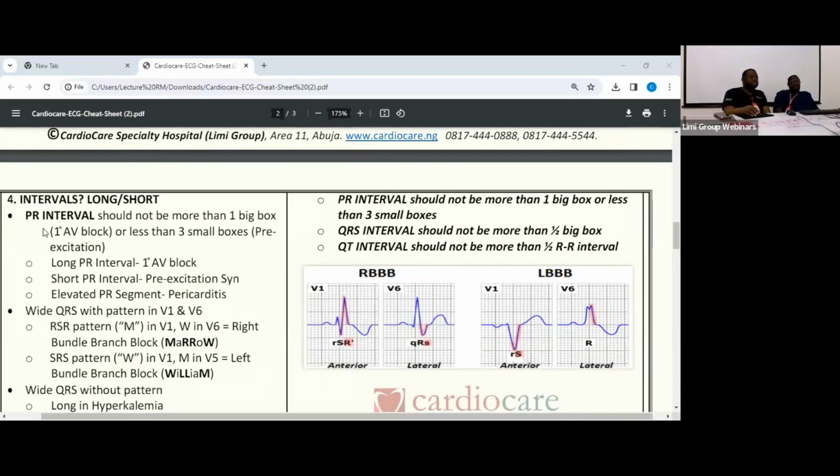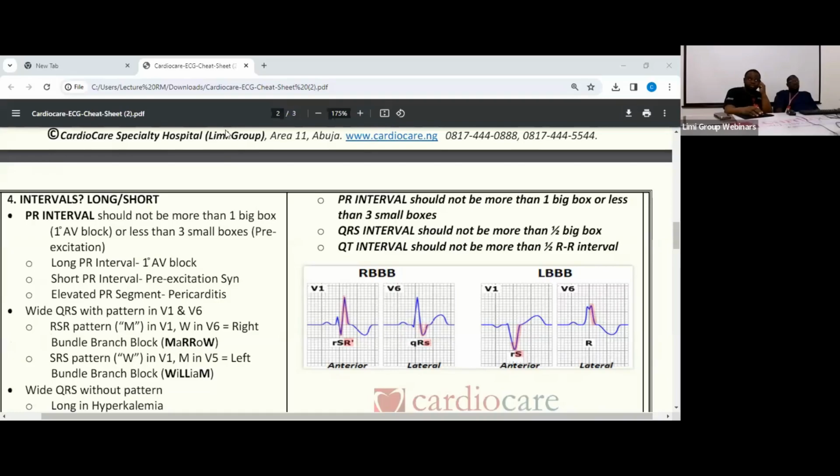So we can now see the PR interval. If you look, let me try and annotate. If you look here, this is the PR interval. Here is the PR interval, from the beginning of the P to the beginning of the QRS complex. Okay, so that is the PR interval.